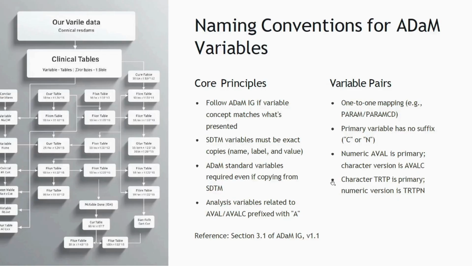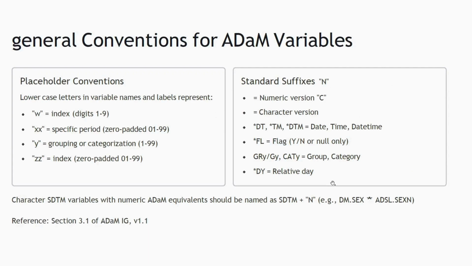Okay. So, going to the standard general conventions for ADaM variables: N is the numeric version, C is the character version. DT is date, DTM is datetime, and FL means a flag. Then ZRY and ZY come to the group and category, and DY will be the relative day. The placeholder conventions: W is an index digit 1 to 9, XX is a specific period, zero-padded 01 to 99. The groupings are categorizations, and ZZ will be the index. So these are some general conventions.